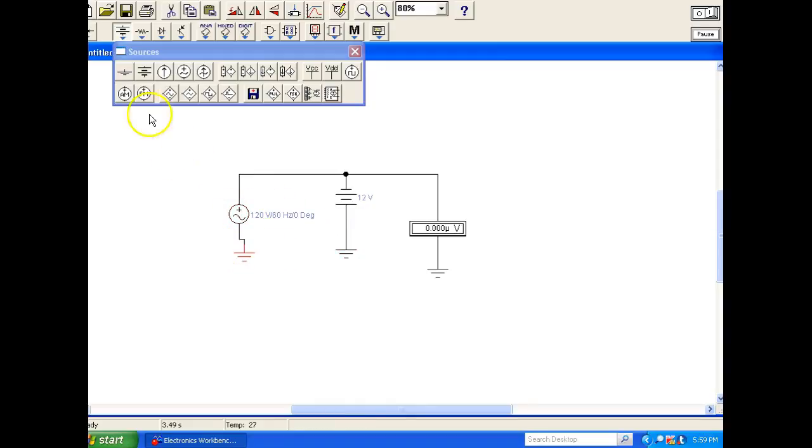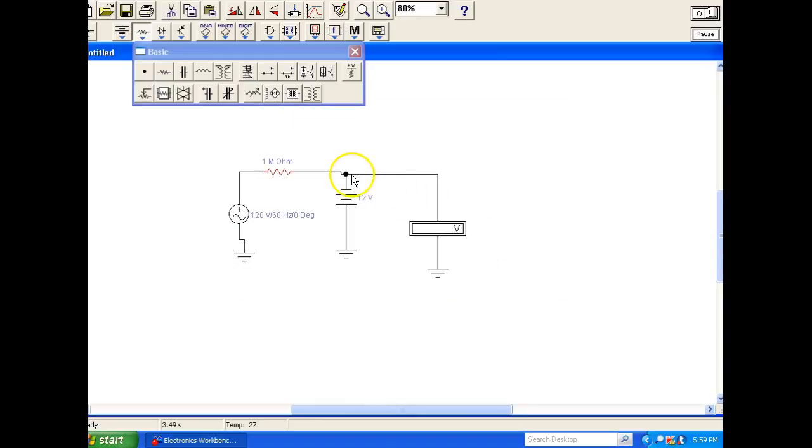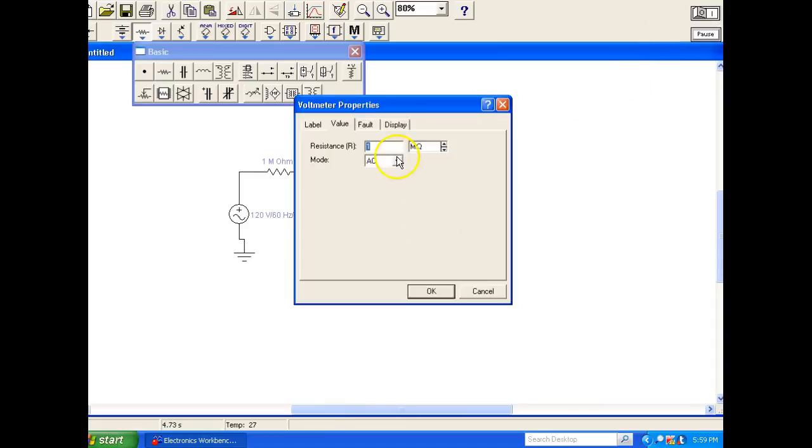What we'll do is bring in a big old resistor right here, so we don't short it. We'll put it right there, and we'll make it like 1 meg. Okay. I'm going to disconnect the ground from here. Okay, I'm going to turn it on. And the meter's got resistance. Let's change the meter resistance up.